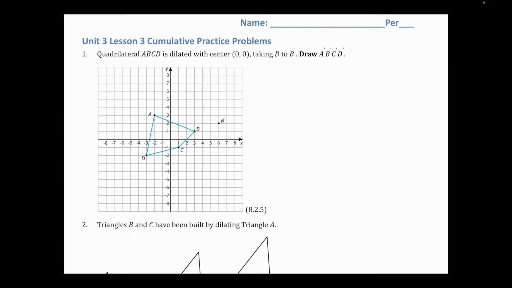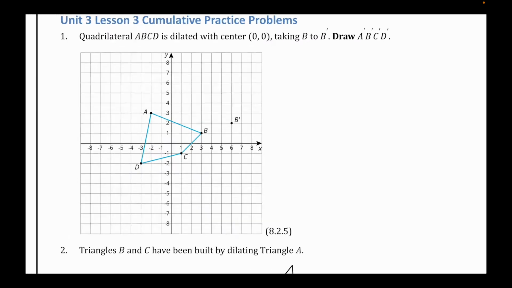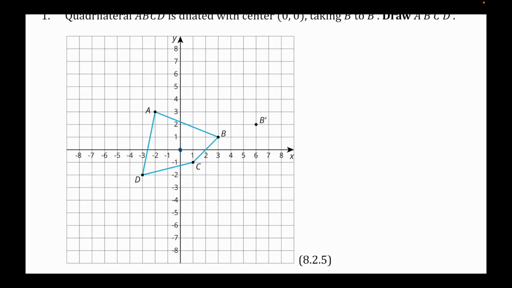So quadrilateral ABCD is dilated with center 0, 0, so at the origin, and that takes B to B prime. Now they want us to draw A prime, B prime, C prime, D prime, which means I need to find all of my other points, A prime, C prime, and D prime, and then connect the whole thing. So the first thing I'm going to do is just mark my origin, that is my center. And we have to look at what sort of dilation we have going on with B and B prime.